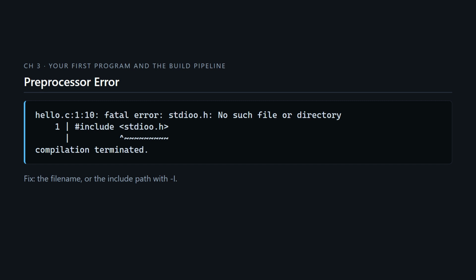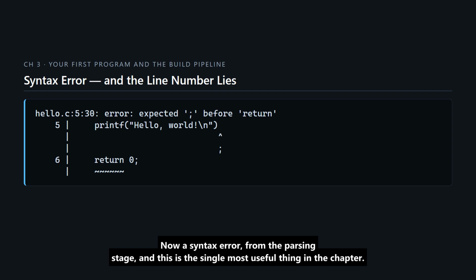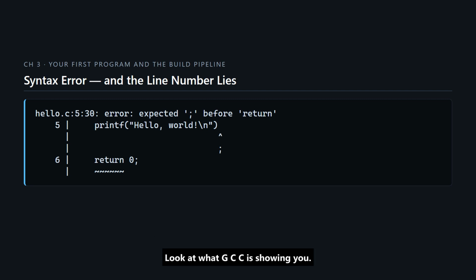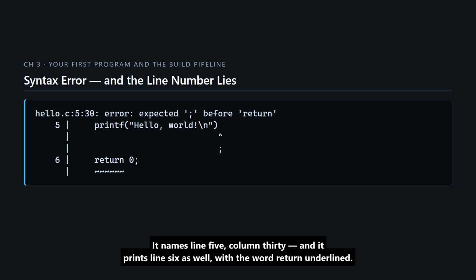really this one. Now a syntax error from the parsing stage, and this is the single most useful thing in the chapter. The message says expected semicolon before return. Look at what GCC is showing you. It names line 5, column 30, and it prints line 6 as well, with the word return underlined.